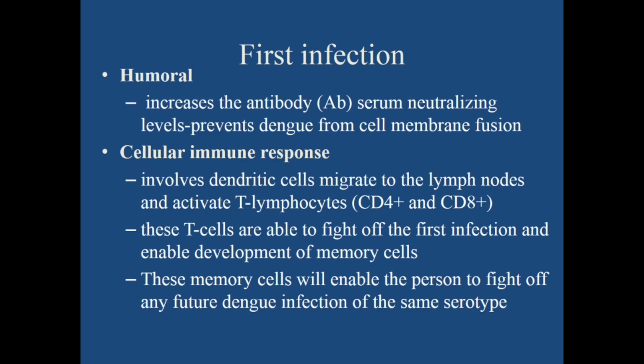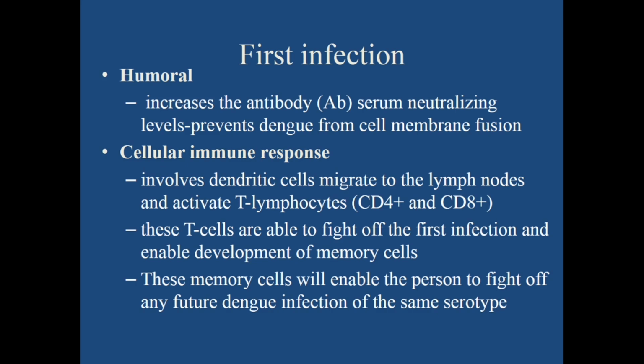Okay, and the cellular immune response during the first infection involves the dendritic cells, which migrate to lymph nodes and activate T lymphocytes. These T cells are able to fight off the first infection and enable development of memory cells, and these memory cells will enable the person to fight off any future dengue infection of the same serotype. Okay, so this is in case of a first infection.